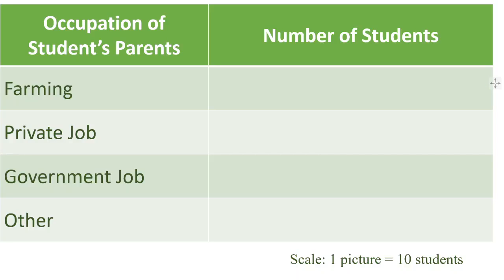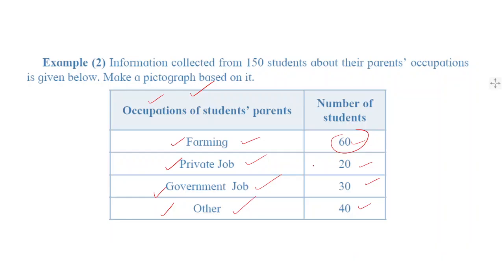Okay, we are back to the page, and any picture can be used. This is a table I have made: farming, private job, government job, other. That I don't want to disturb. And the number of students I have to show. I found that these numbers all have 0 in the unit place, all divisible by 10. So I will have one picture equal to 10 students. One picture equivalent to 10 students. So 6 pictures will be here, 2 pictures there, 3 pictures there, then 4 pictures there. That way I can manage it.